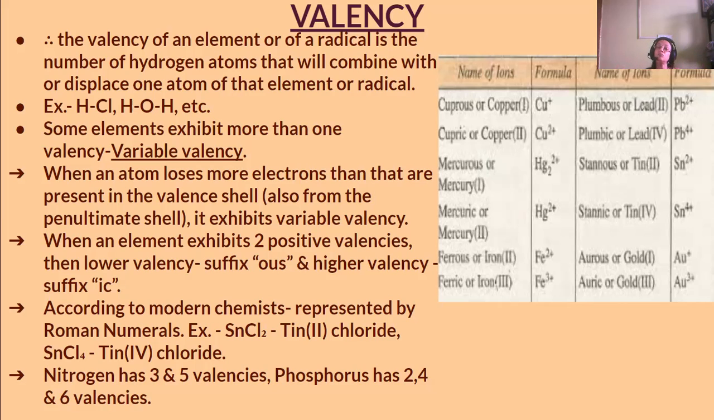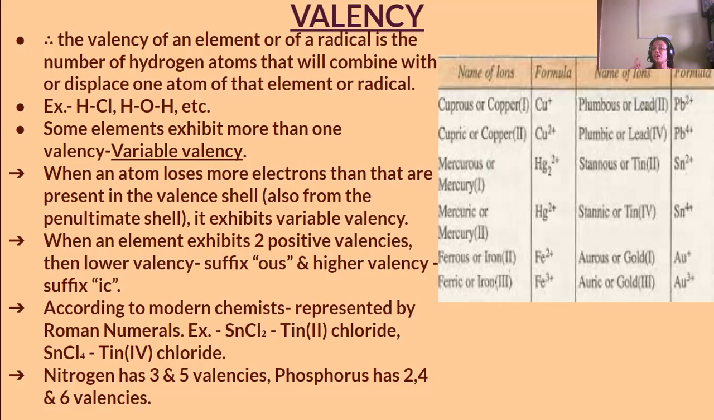When an atom loses more electrons than those which are present in the valence shell, we know that the atom loses or gains electrons in its valence shell. But if it loses more electrons other than from the valence shell, also from the penultimate shell, then it exhibits variable valency. When an element exhibits 2 positive valencies, the lower valency has the suffix -ous, and the higher valency has the suffix -ic.